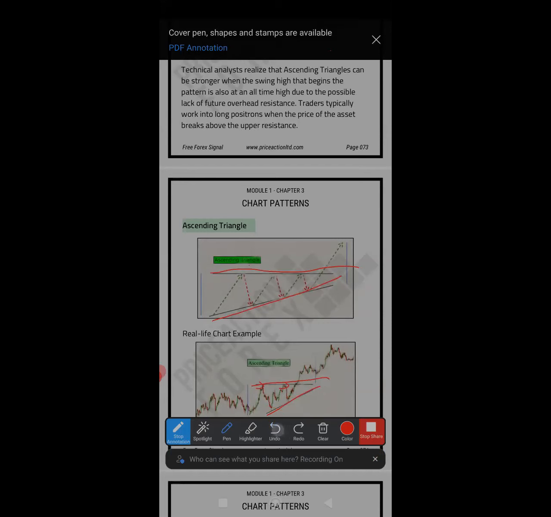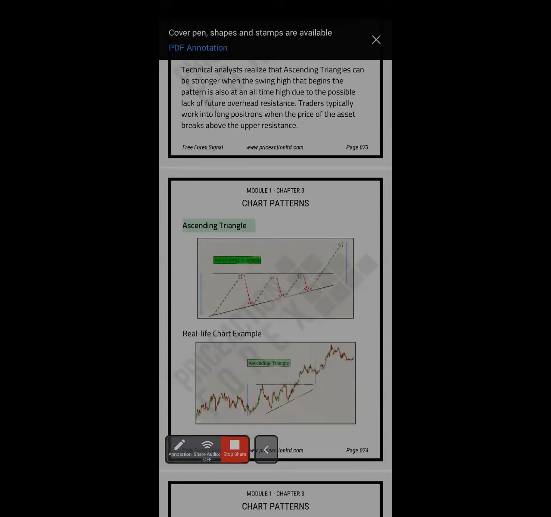So you should be able to differentiate between an ascending triangle and a symmetrical triangle. A symmetrical triangle has two converging trend lines. The resistance is coming down while the support is coming up, and they are pointing to each other, converging. While in the ascending triangle, the resistance is horizontal, while the support is upward slanting.